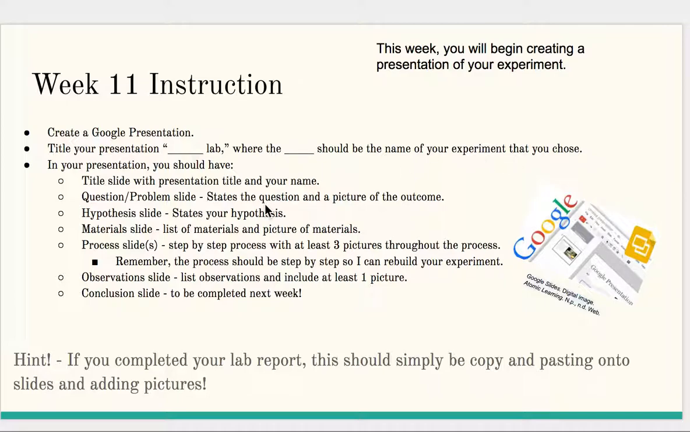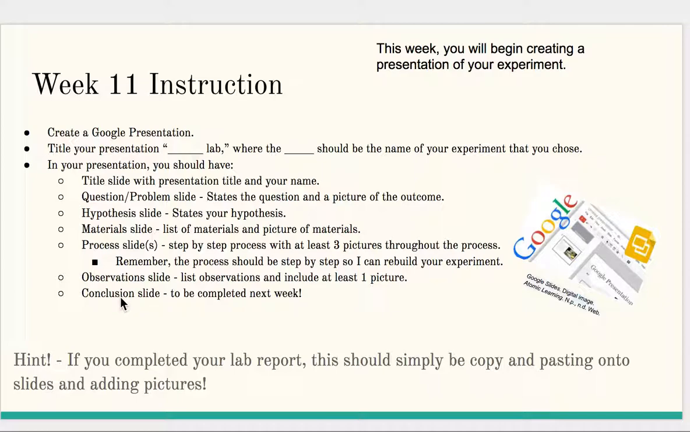In your presentation, you should have slides for these different things. First of all, there should be a title slide with the presentation title and your name. You should have a slide that explains the question that you wanted to answer and has a picture of the outcome. A hypothesis, which is your guess. The material slide, which is a list of materials and a picture of some of the materials. You don't necessarily have to take a picture of all of them.